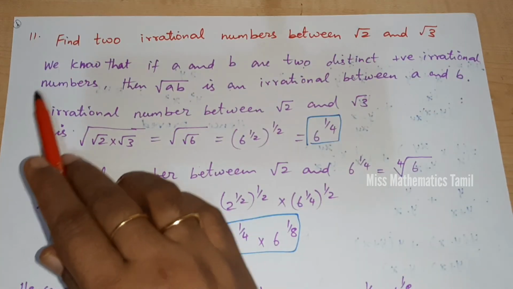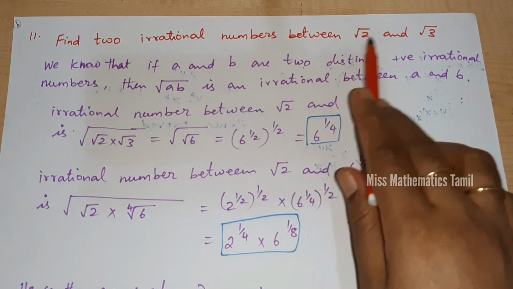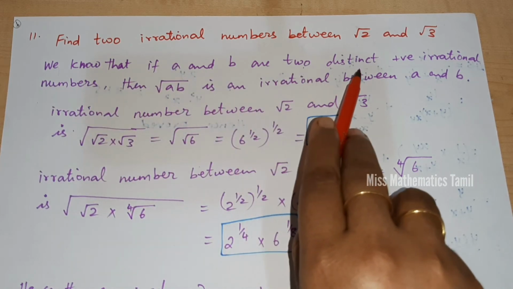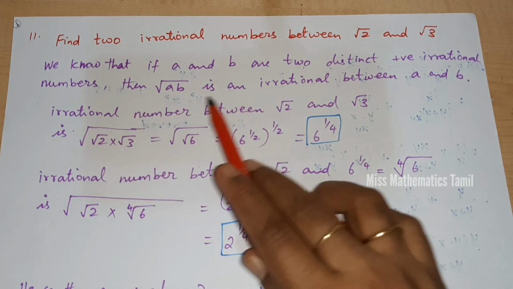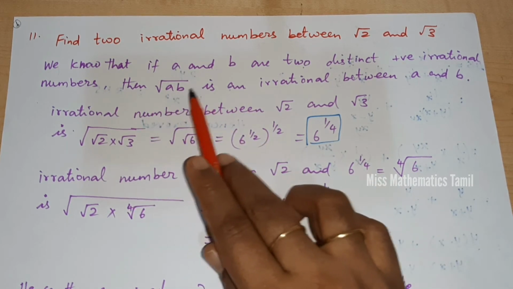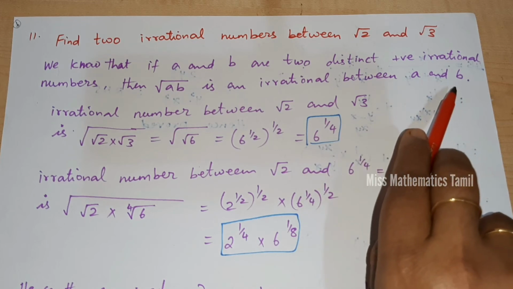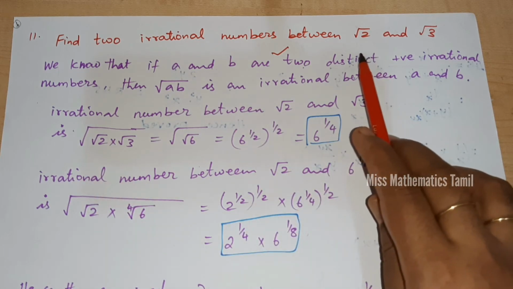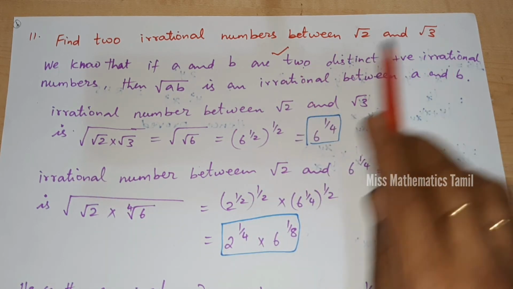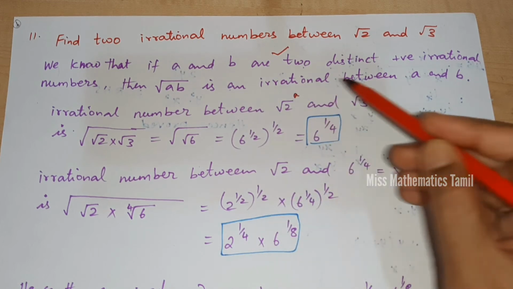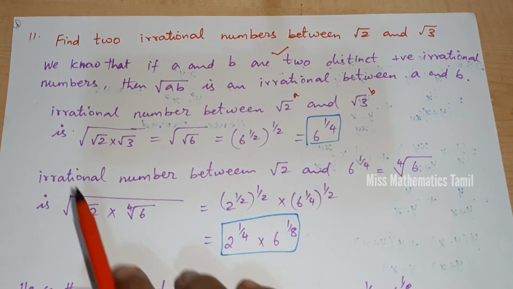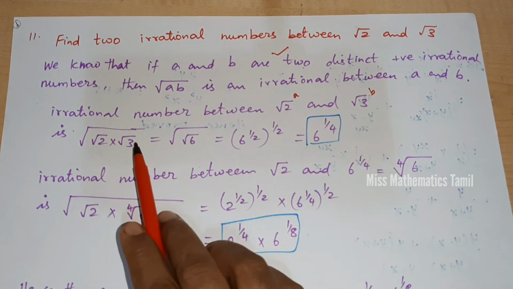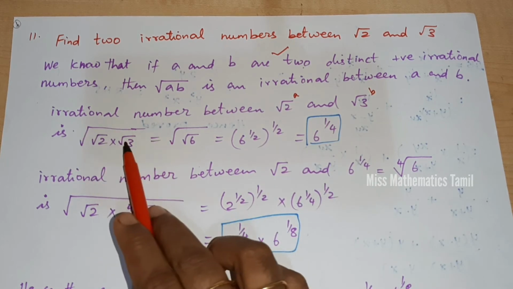Right? 11th question. Find 2 irrational numbers between root 2 and root 3. We know that if a and b are 2 distinct positive irrational numbers, then root of a into b is an irrational number between a and b, right? This rule we already know. So what are the positive irrational numbers in the question? Root 2 and root 3. Take this one as a, this one as b. Next step, in between root 2 and root 3, what is the irrational number in between? Root of a into b.